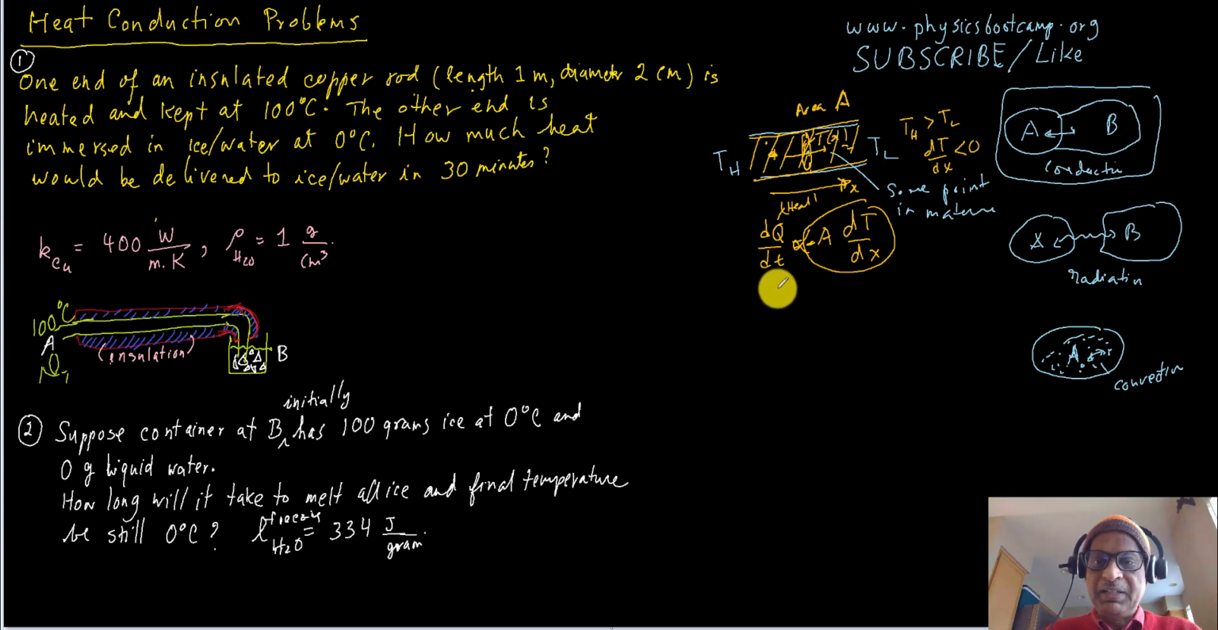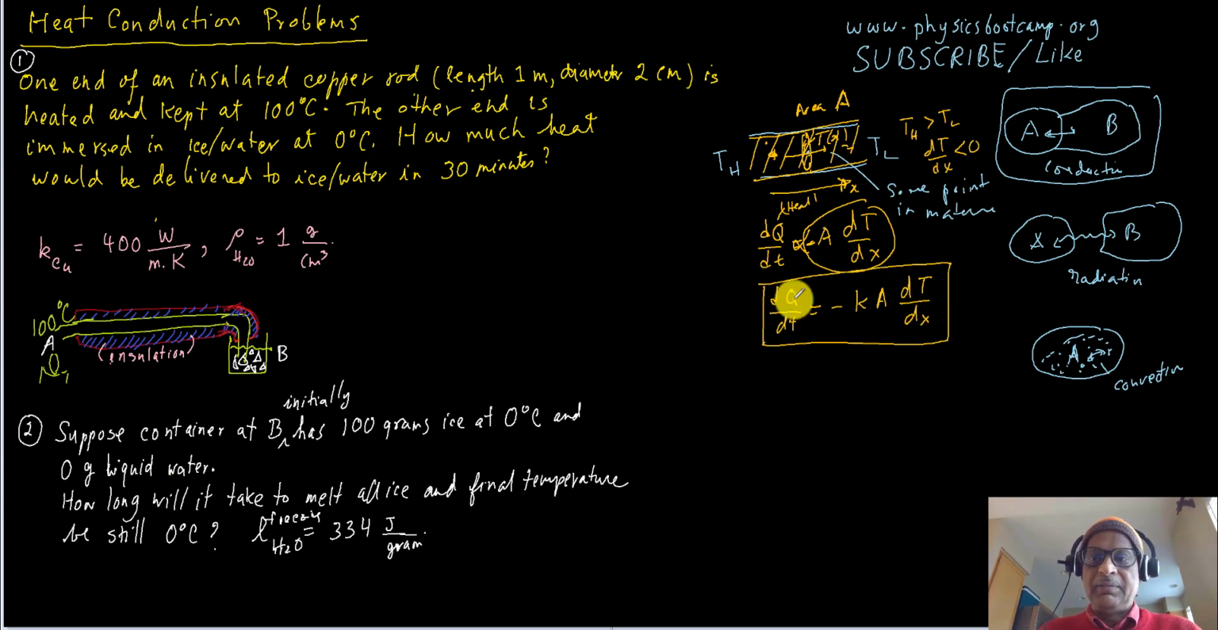So this will be written as dq/dt equals minus kA dT/dx. And this is called Fourier's law of heat conduction.